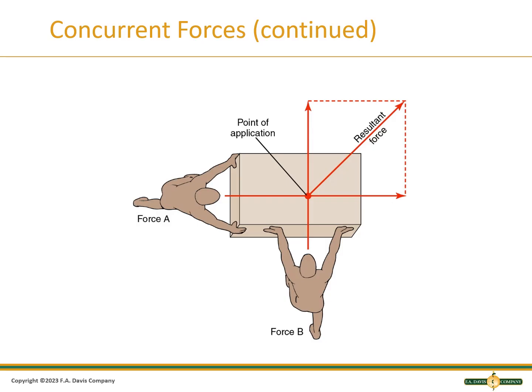An example of resultant vectors in the human body is how the anterior delt and middle delt work together to produce the resultant movement in the plane of scaption, which falls between flexion and abduction.